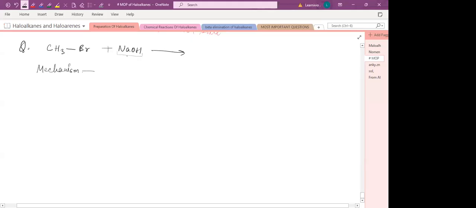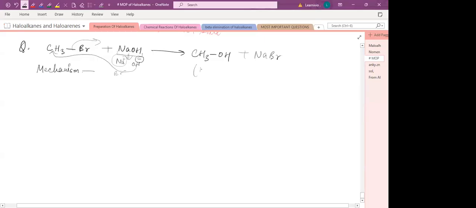So you just have to check it. The reagent here is NaOH, so Na plus and OH minus, and the negative one is your nucleophile. This nucleophile will attack on this carbon and displace the bromine, so you will get CH3OH. Now there is Na plus and Br minus. They will combine together and form NaBr. So the final products are CH3OH and NaBr.